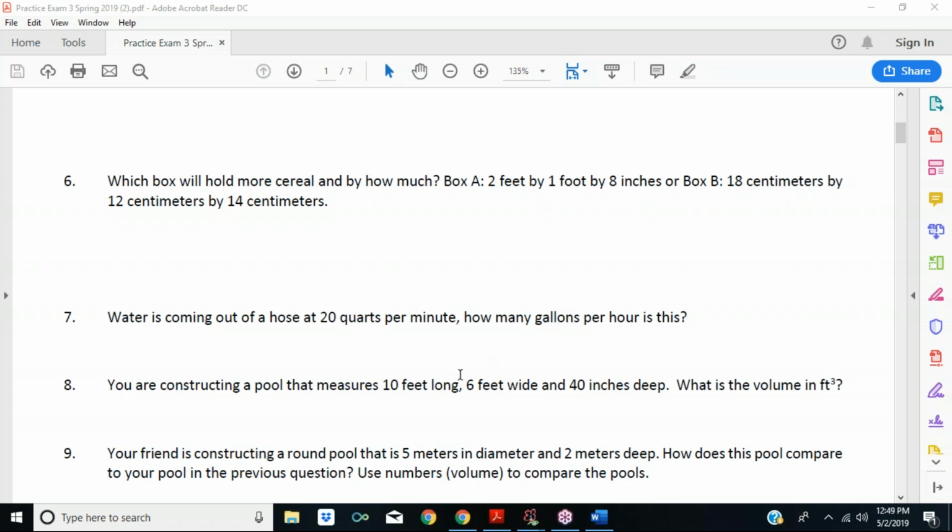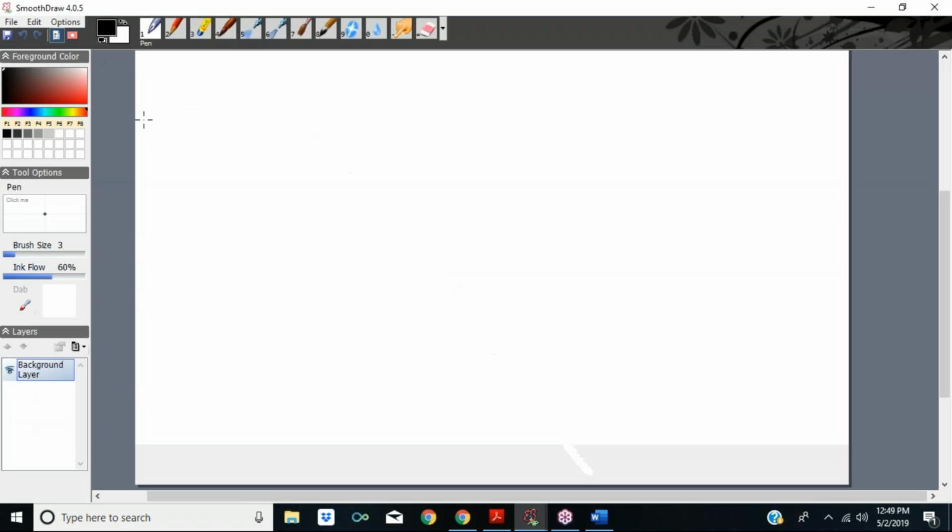Oh, by the way, let me just show you this one. 10 feet by 6 feet by 40 inches. Whoa, 10 feet, 6 feet, 40 inches. Let me show you how to get a question like this correct. Some of you might be inclined to take 40 and divide it by 12. And the problem with that is you're going to get 3.33, and then where do you stop writing the threes?